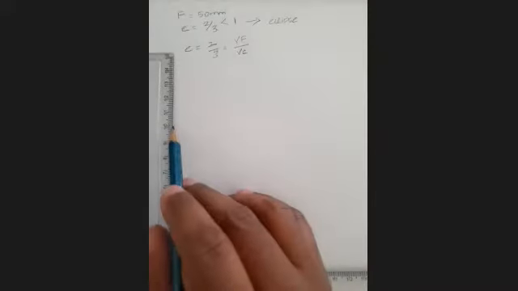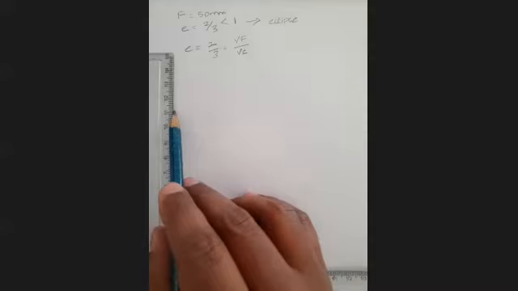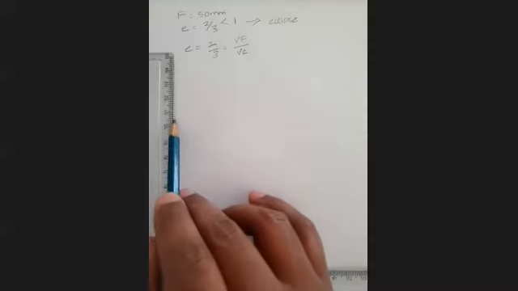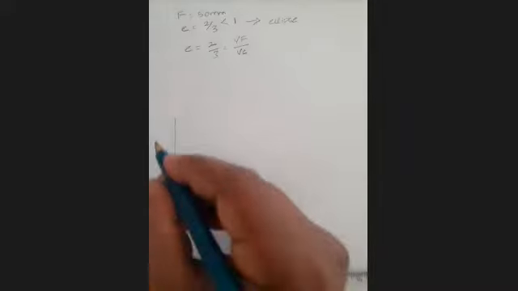Now draw a vertical line of any length, name it as AB. Okay. Next. So that will be your directrix.